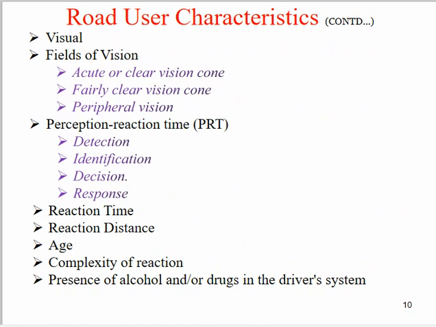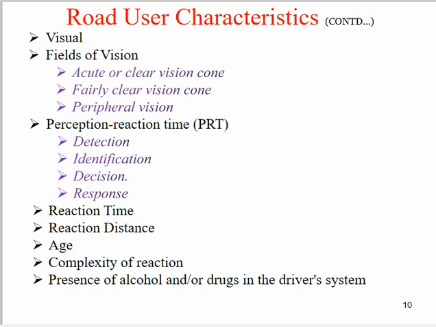The first, the road user characteristics in regards with his visual capability. The fields of vision for a human eye are again classified into three parts. First is the acute or the clear vision cone. Second is the fairly clear vision cone, and third is the peripheral vision.